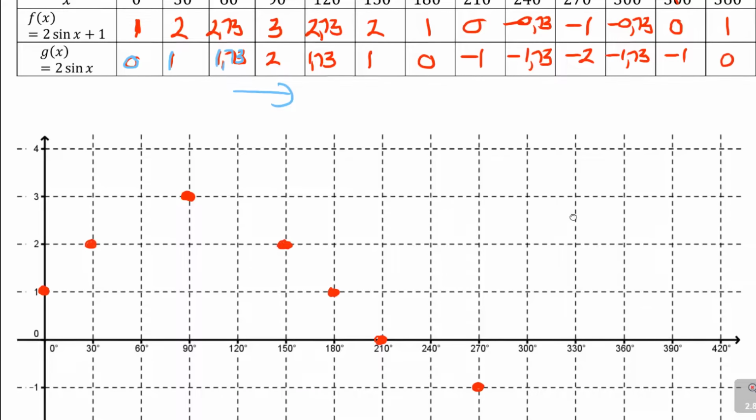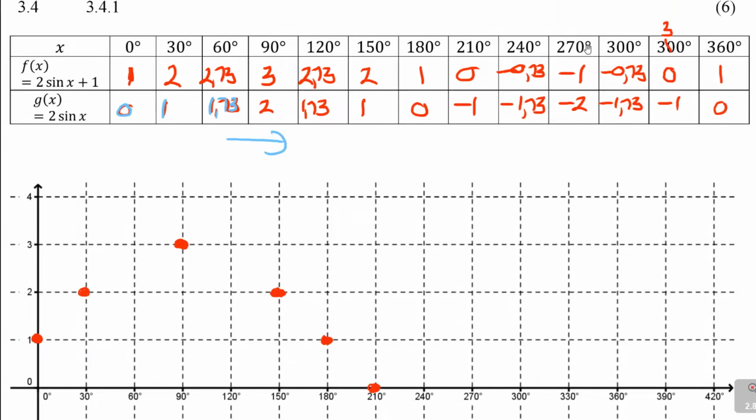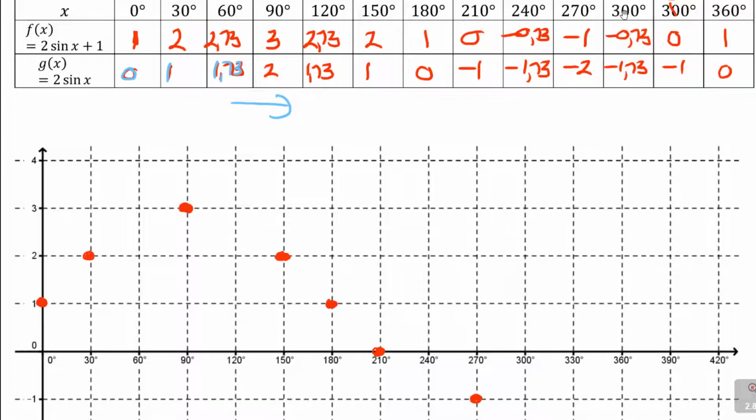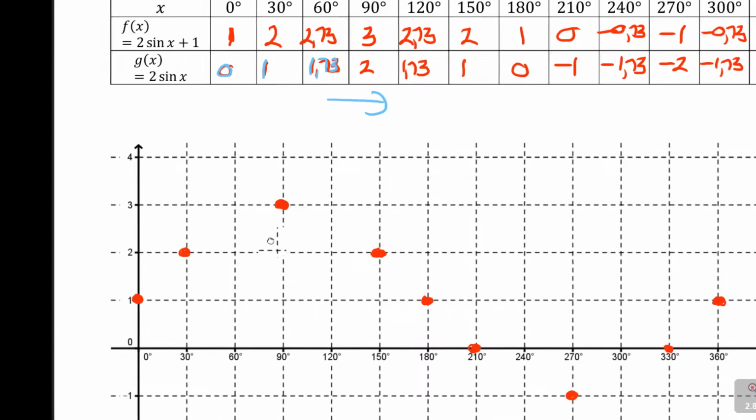So let's look at, it was what? Yeah, it was negative 1 is 270. 300 was that, but 330 was 0. So let's just go there and have my 0 there. And 360 is positive 1. See? It's there. Alright. So that is what we are having on the first one.